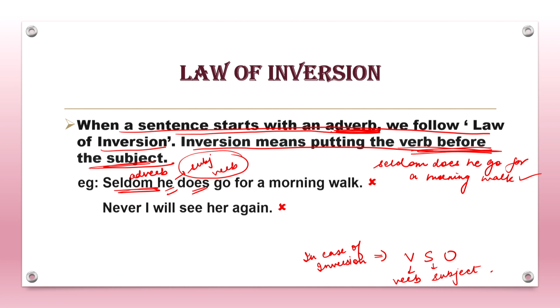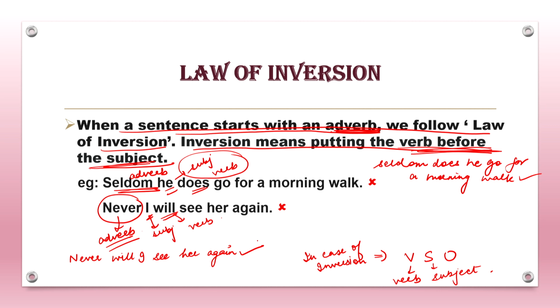Now, next: never I will see her again. So, again in the sentence, never is an adverb. Again, as you can see, the sentence is beginning with an adverb, and I is the subject over here and will is your verb. So, the correct sentence would be: never will I see her again. So, this will be the correct sentence.